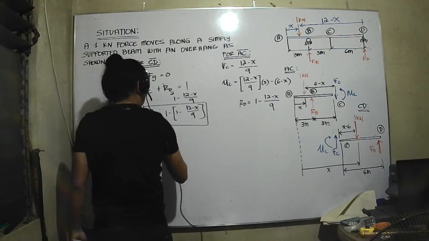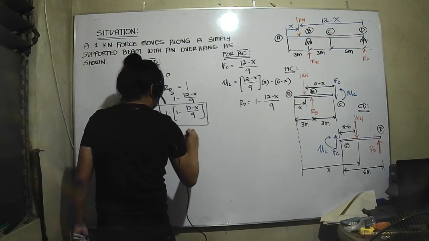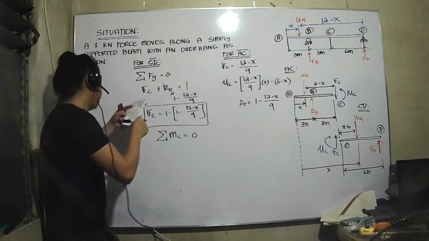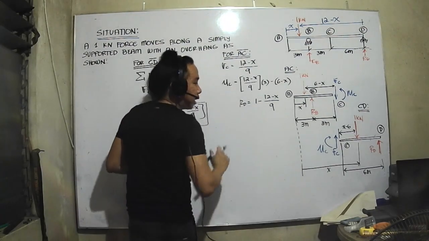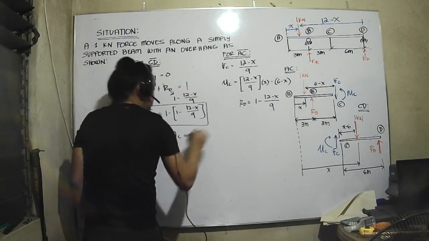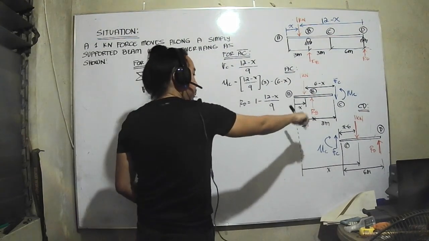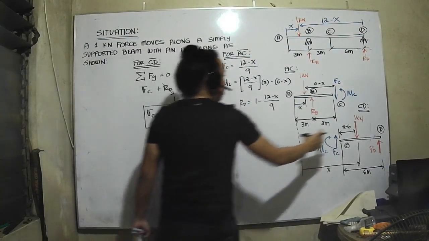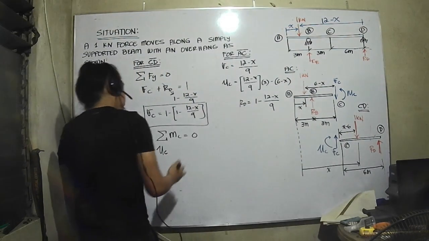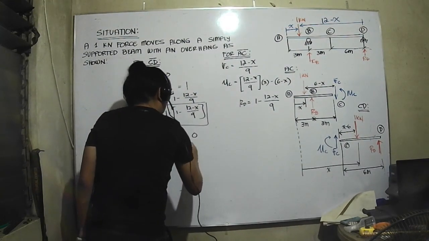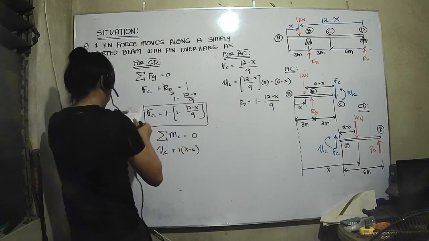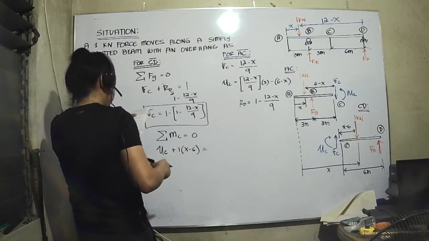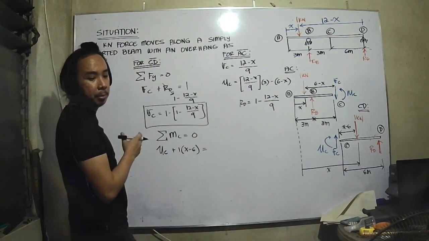Now we would like to sum up moments at C equal to 0. So MC is a clockwise rotation, right? The 1 kN load also gives a clockwise rotation at C, with a moment arm of x minus 6. Plus 1 times (x minus 6), and that is equal to RD multiplied by 6, its moment arm, since we're calculating moments at C.